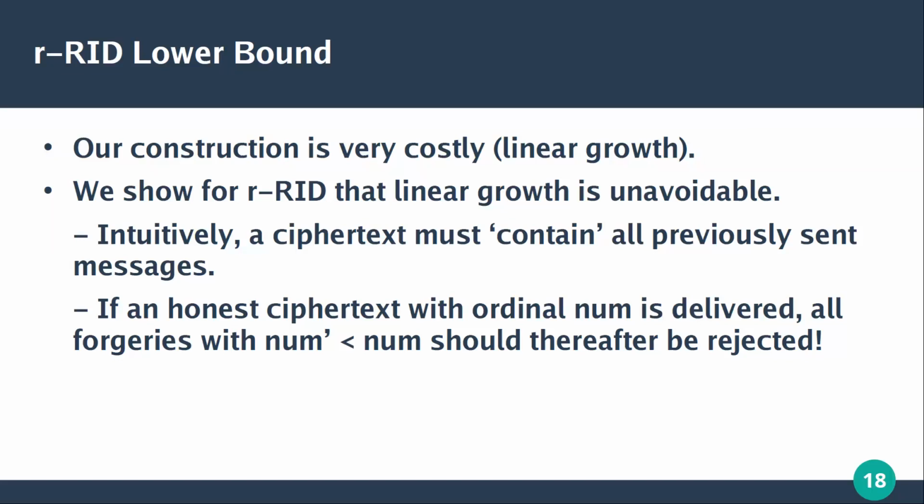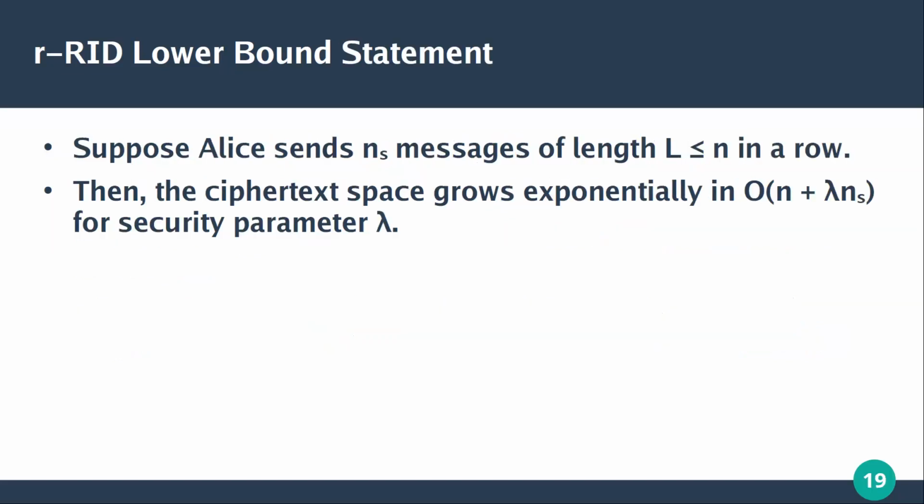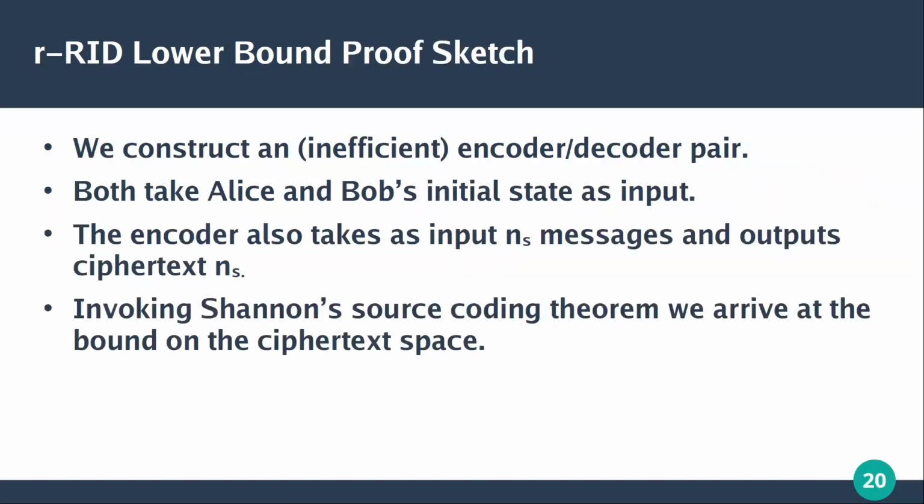So informally, we can define some kind of encoder-decoder pair, where the decoder will extract these messages, given the nth ciphertext. So informally, here's the lower bound statement that we have. Let's say Alice sends n messages, each of length at most n. The guarantee is that the ciphertext space will grow exponentially in the size of the message, but also linearly in both the security parameter and the number of messages sent.